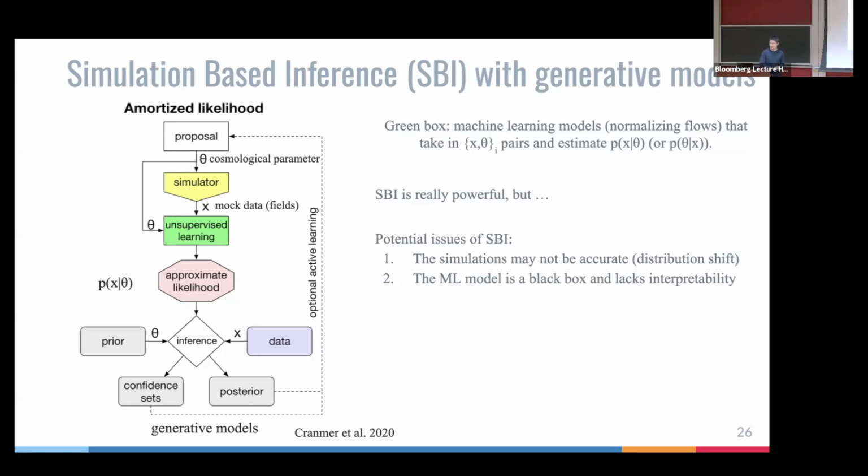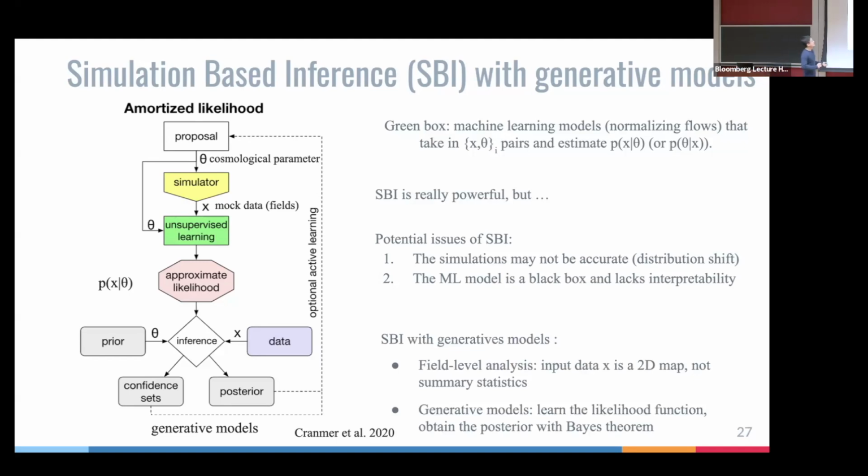So this framework is really powerful, but there are some potential issues, like the simulations may not be accurate. So there could be some distribution shifts between your training data and observation. And also this green box is kind of like a black box, so it lacks interpretability. I'm going to show you later that the generative model gives you some pretty nice properties that allow you to at least alleviate some of these issues.